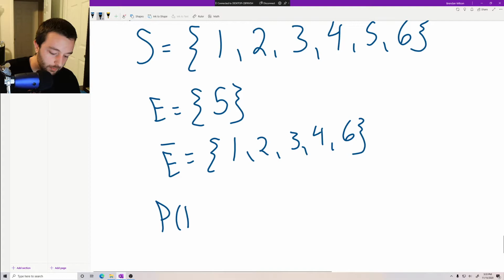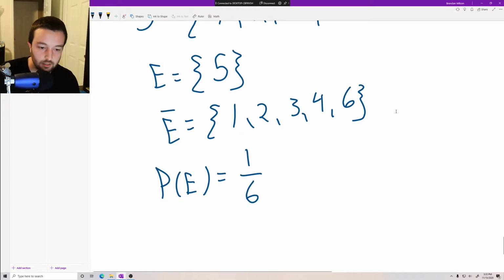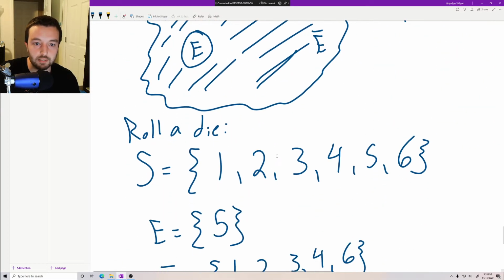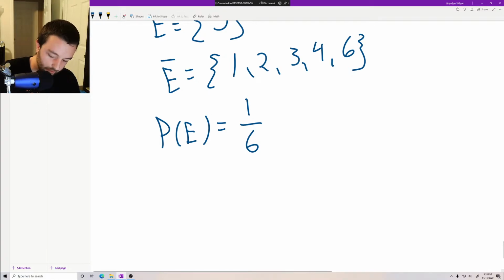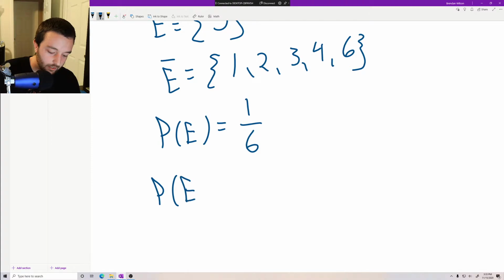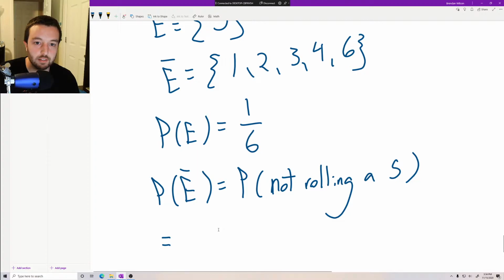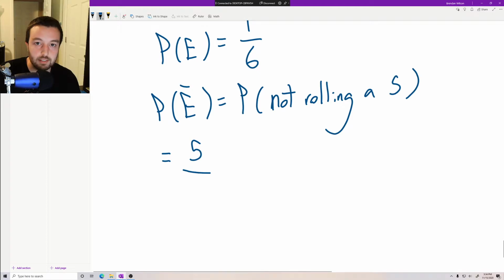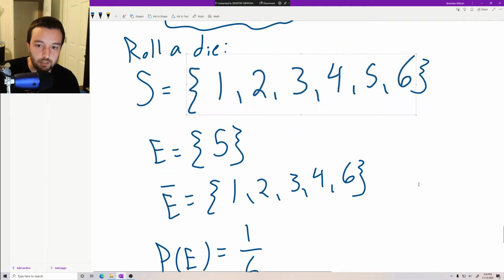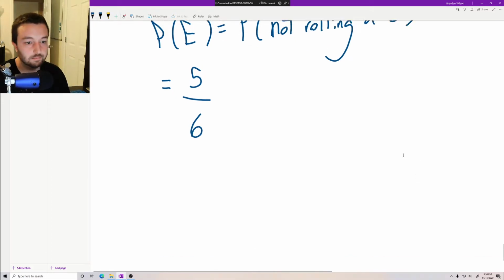We already established before that the probability of E was 1/6. So now the question is, what's the probability of the complement of E? In words, what's the probability of not rolling a 5? We count how many different parts there are in E complement. There's 1, 2, 3, 4, 5 different things that can happen. We divide that by the total number of things in the sample space, which is 6. So the answer is 5/6.